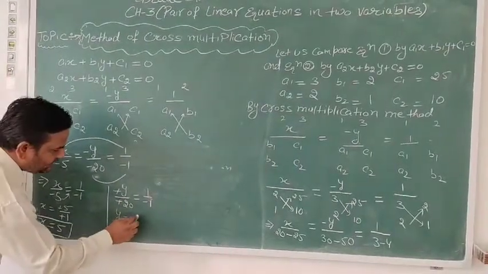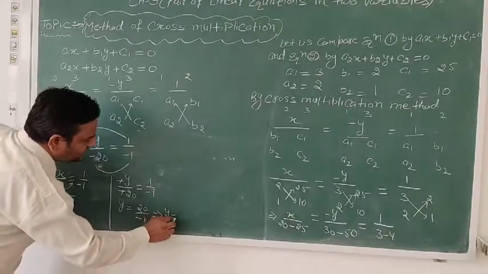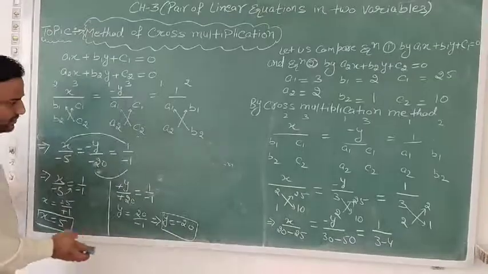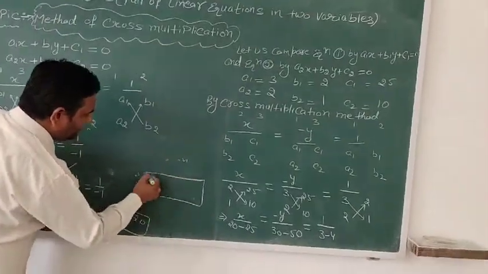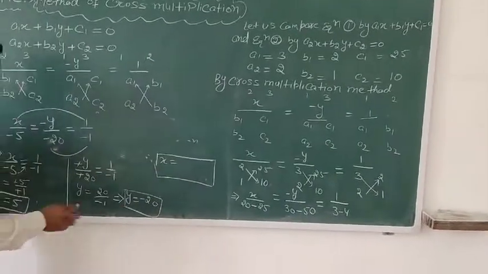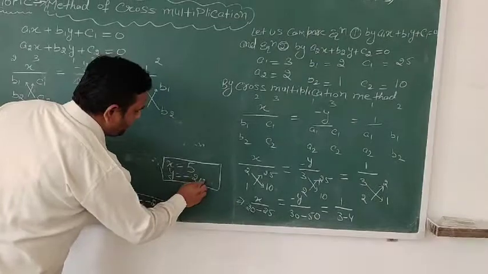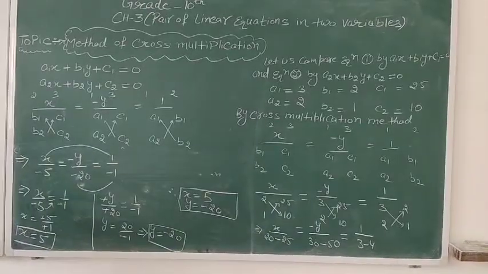So y is equal to what? 20 upon minus 1. So it further implies y is equal to minus 20. So this is the value of y. So at the last you should write in the box, therefore, or hence, the value of x is 5 and the value of y is minus 20. See students, this is your actual method, cross multiplication.